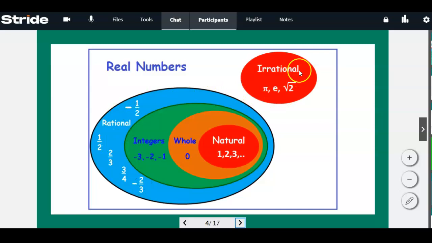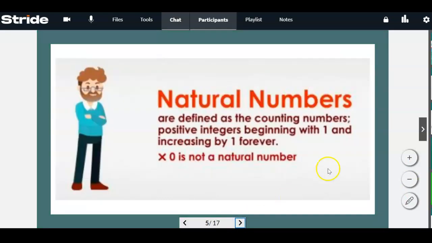What's different here, these irrational numbers are decimal numbers that continue on and on and on. There's no end to them. They don't repeat, they don't terminate. Decimals that repeat or terminate are included over here. So let's break it down a little bit more.